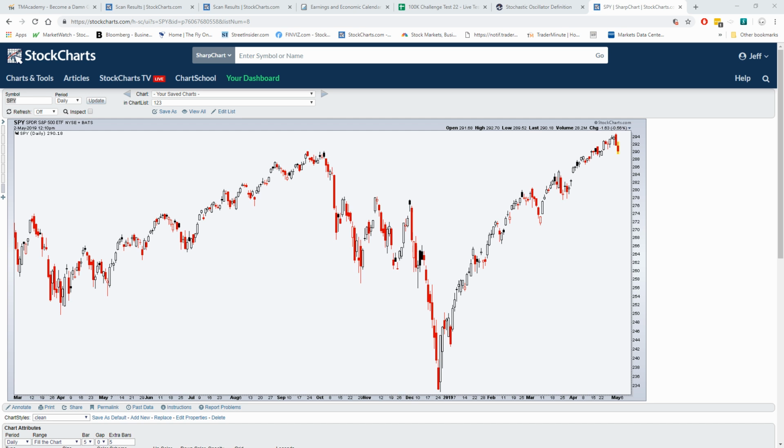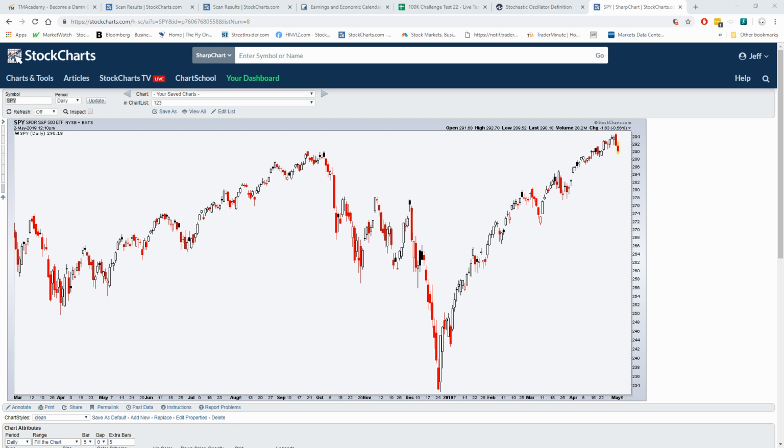Yesterday we took a look at the stochastics and what the idea was behind that: how George Lane in the '50s developed it to be a momentum oscillator. Nowadays it's used as a high-low oscillator, incorrectly, but I showed how to look at it from a momentum standpoint. I even showed how a lot of stocks were changing their momentum right now, based on the 39-day stochastic. So a very important indicator.